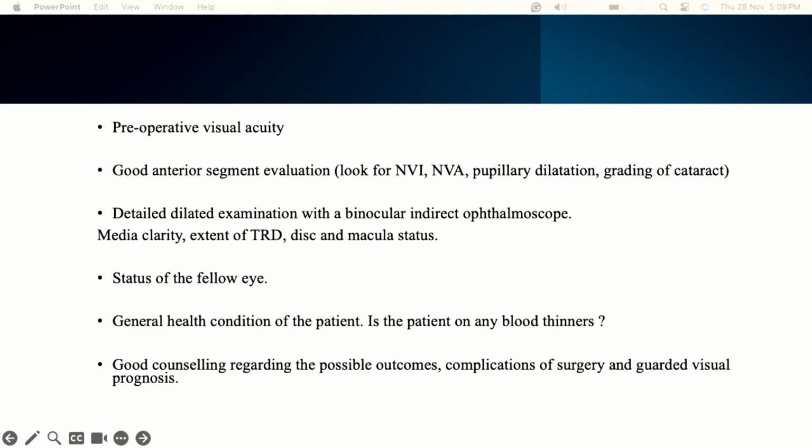We should know about the status of the fellow eye. If there is a very bad TRD and the fellow eye of the patient is good, then we can give an option to the patient to observe the bad eye. And also the general health condition of the patient should be known: the kidney status, whether he requires dialysis or not, and heart disease, whether he is on any antiplatelet therapy that we need to stop in accordance with the cardiologist. And also good counseling should be done regarding the possible outcomes, complications, and the guarded visual prognosis post-surgery.